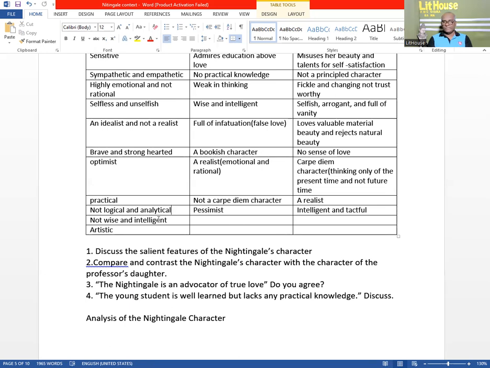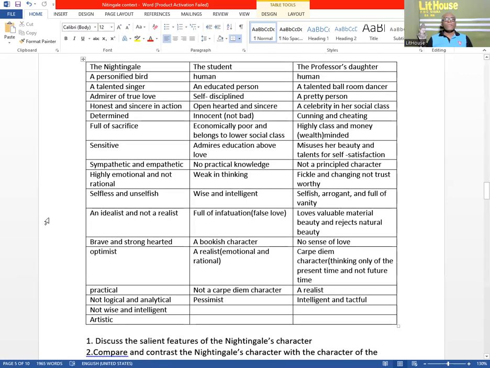She is artistic. She is a singer. She has a sweet voice. She loves art. She loves love. She is very sensitive. Because of these qualities, the Nightingale is artistic. Right. Now, that is the Nightingale's character. Now you have some idea about this character. It is this information, this discussion, you are going to put into an essay. Essay qualities. I will teach you how to write an essay.